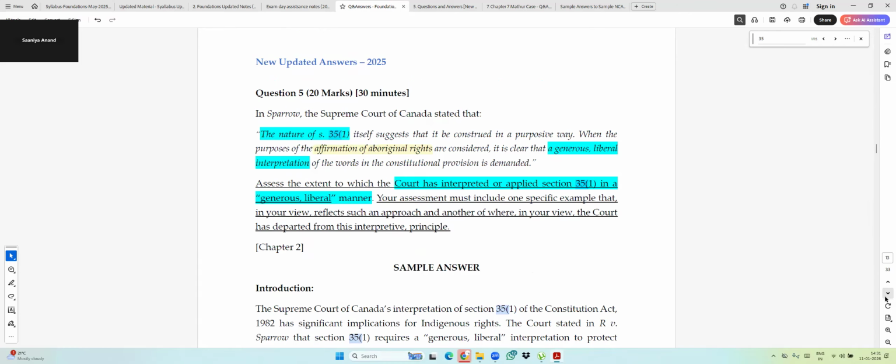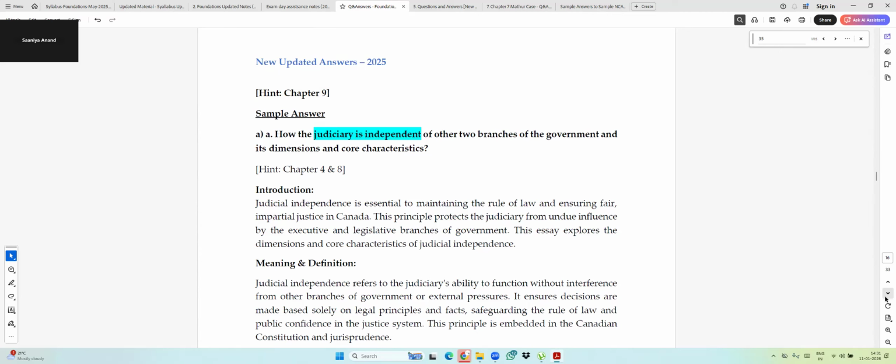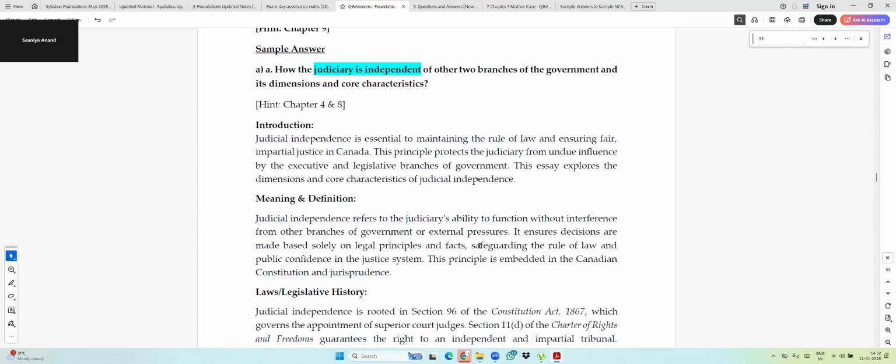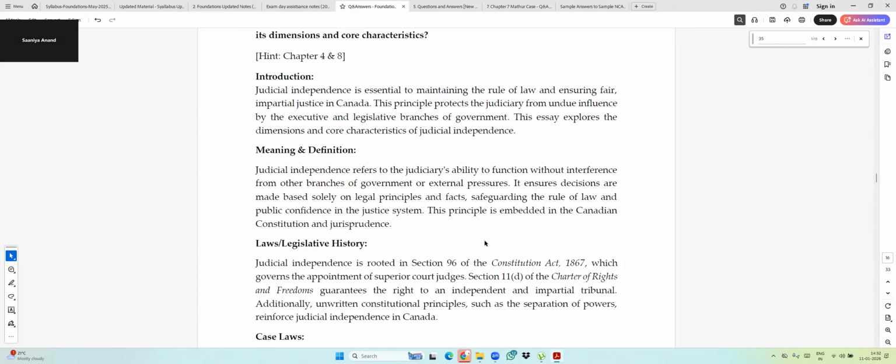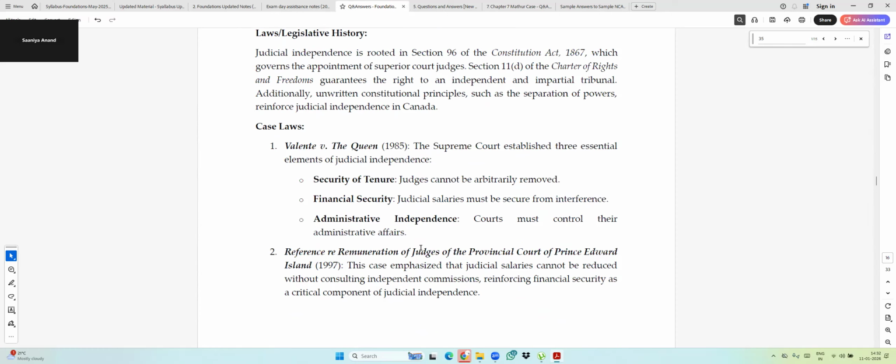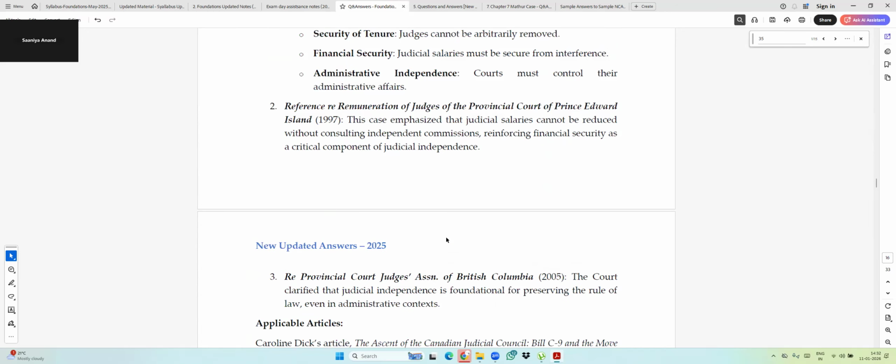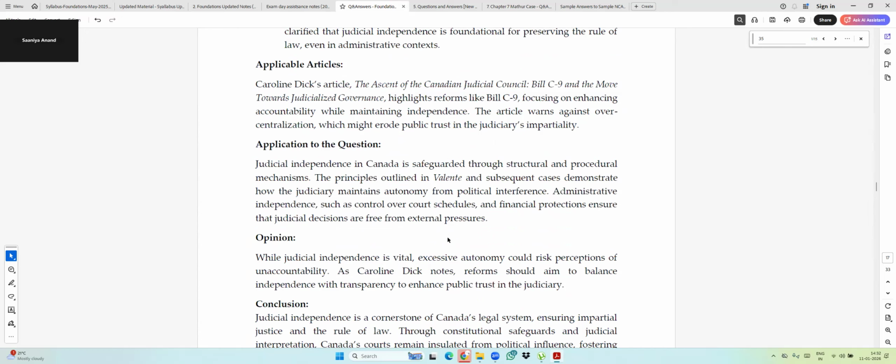Theories, let's skip. We'll go to the questions that we have not touched upon. How the judiciary is independent of the other two branches of government, its dimensions and its core characteristics. So basically, this is about the concept of judicial independence, where you will talk about the different factors: financial independence, security of tenure, administrative independence. Then it should also be the appearance of independence, and we have the reasonable person test. Why? In order to make a decision without any pressure from other things. That's why the judiciary is kept as an independent part. And judicial independence in Canada has different structural and procedural mechanisms so that judges can make decisions without any pressure from external factors.